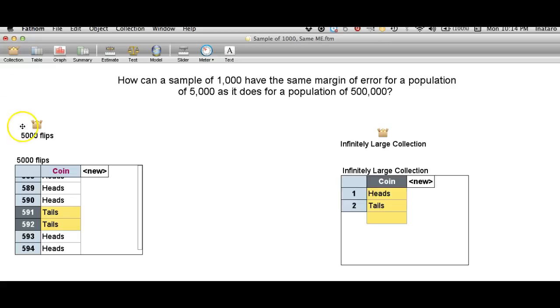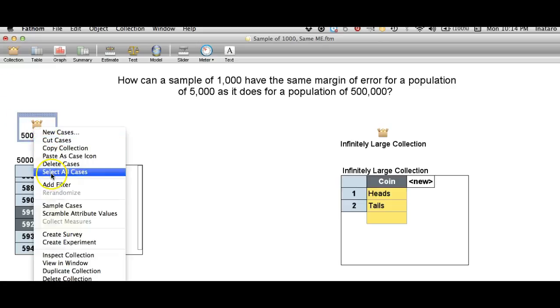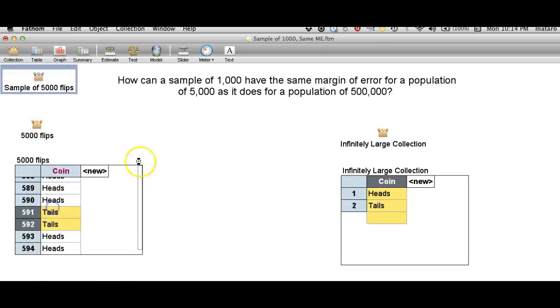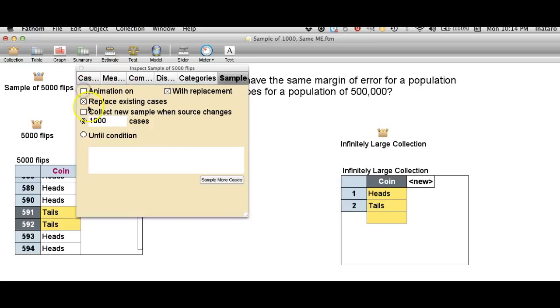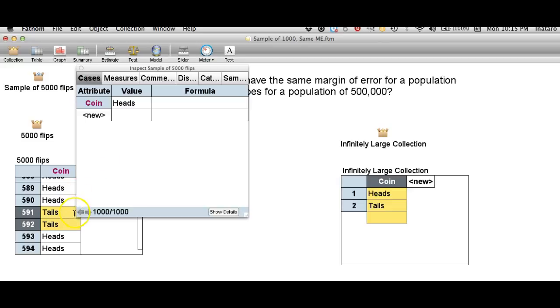Let's actually take a sample from this collection, and we'll take a sample of 1,000, not 10, we want 1,000. And we are going to not do replacement because we want to pretend that this is like 5,000 people and we're asking them just their opinion once, you know, is your opinion heads or tails? And then let's take a look here. We've got 1,000 different outcomes.